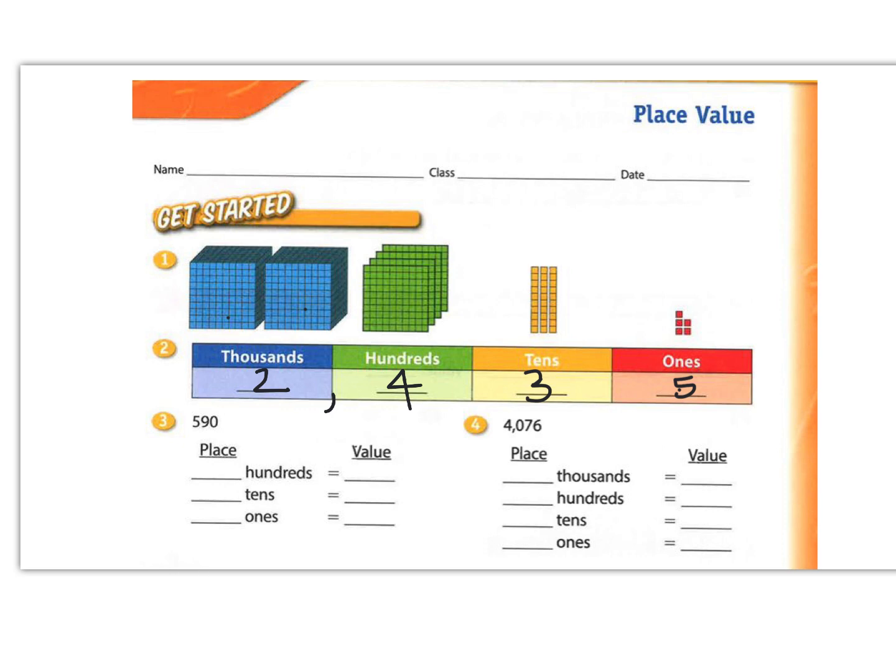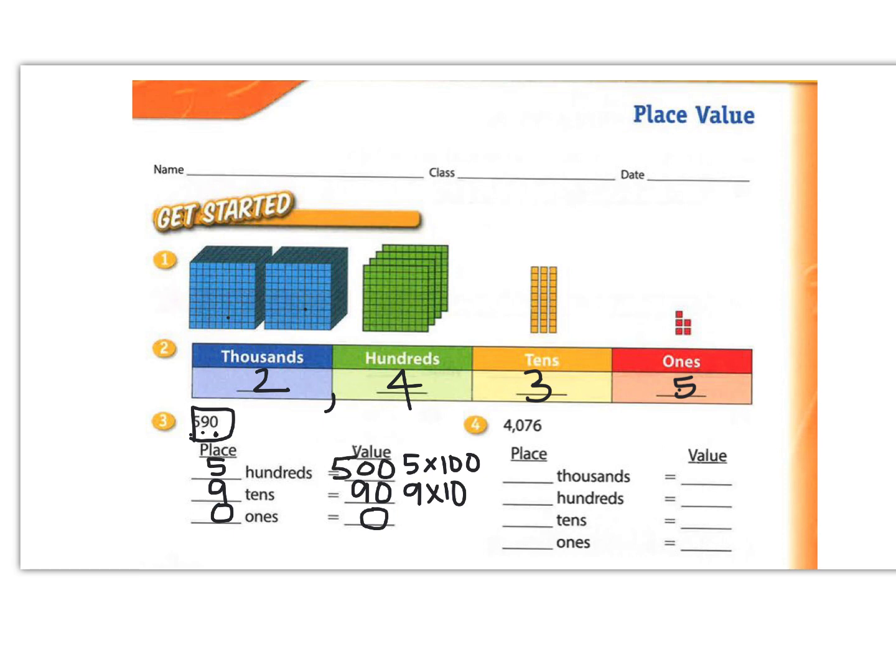Then we have 590 right here for number 3. So in the ones place, we have a 0. In the tens place, we have a 9. And in the hundreds place, we have a 5. Well, 0 ones, the value of that is still going to equal 0. If we have 9 tens, that's like saying 9 times 10, so that value is 90. And 5 hundreds is like 5 times 100, so that would be 500.